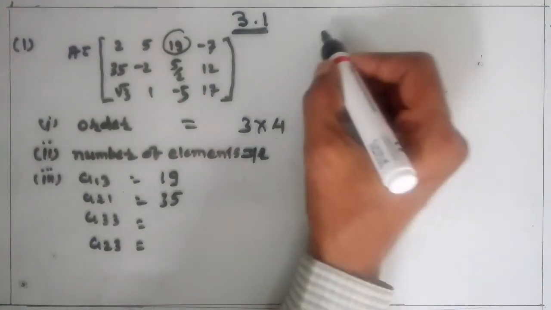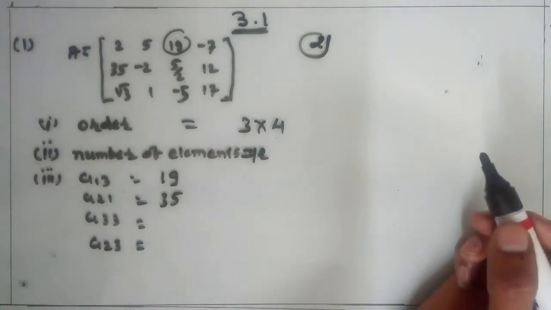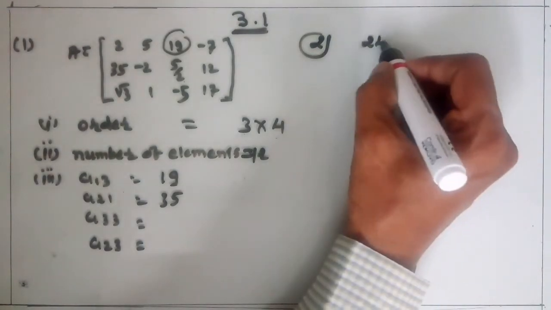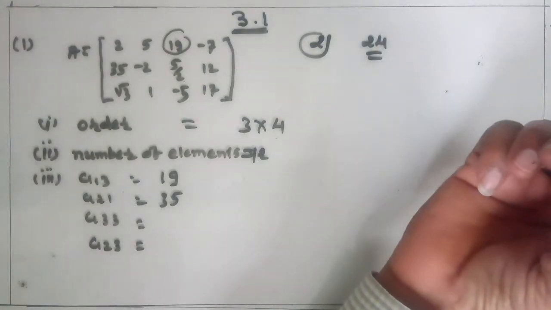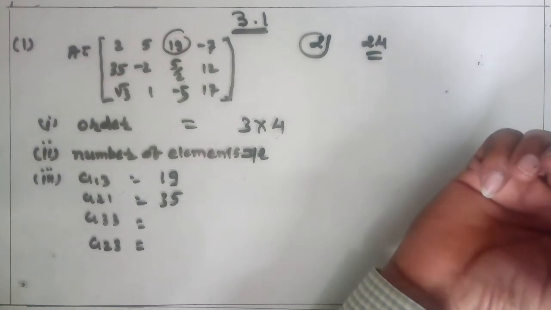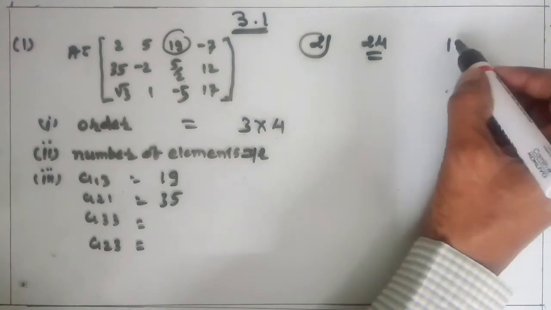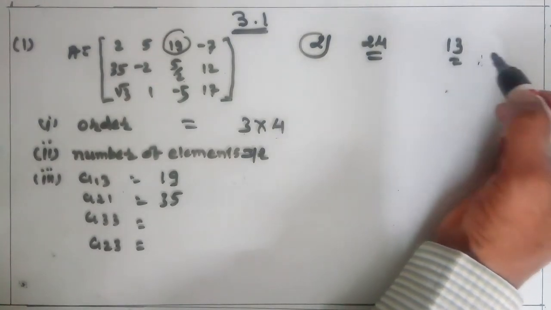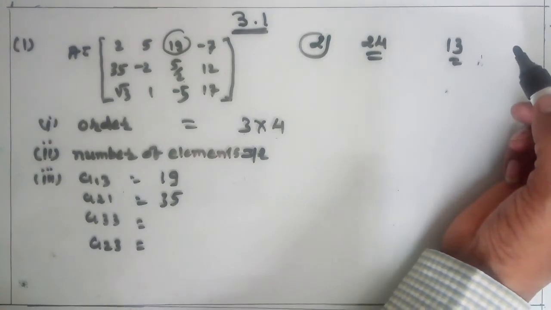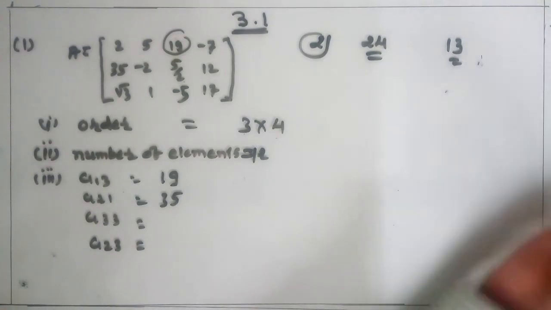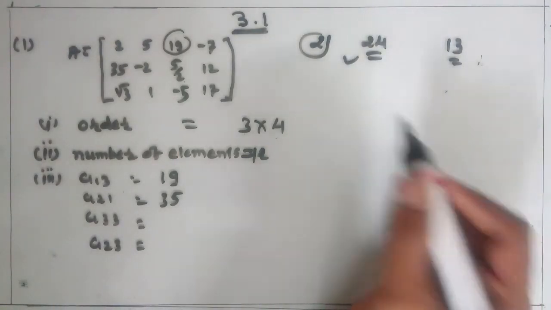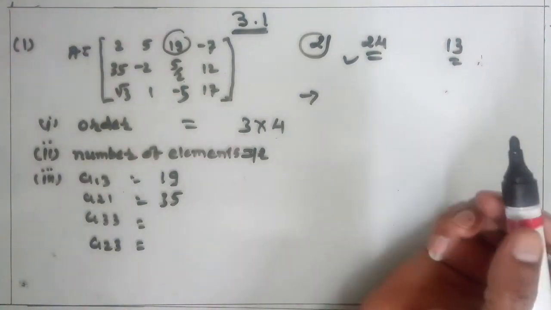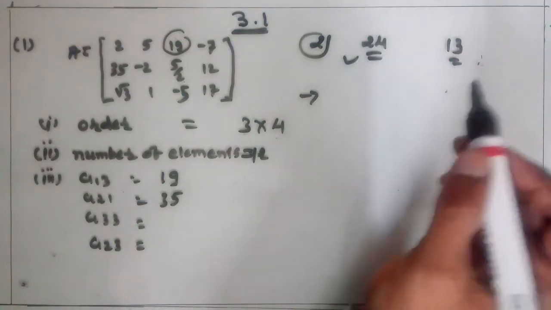Now question number 2. A matrix has 24 elements. What are the possible orders it can have? What if it has 13 elements? If the number of elements of a matrix is 13, then what do you say about this matrix? First we think about a matrix having 24 elements. First we think about the factors of 24.